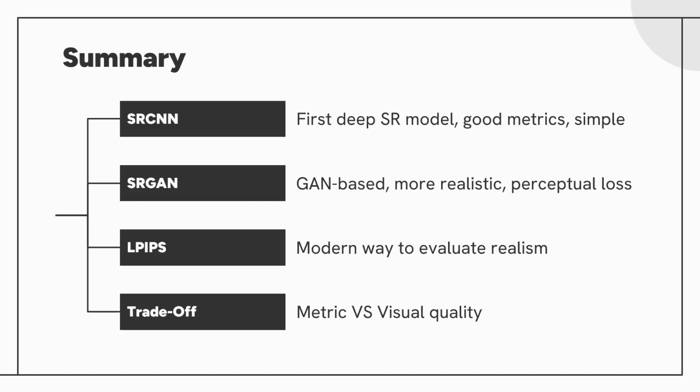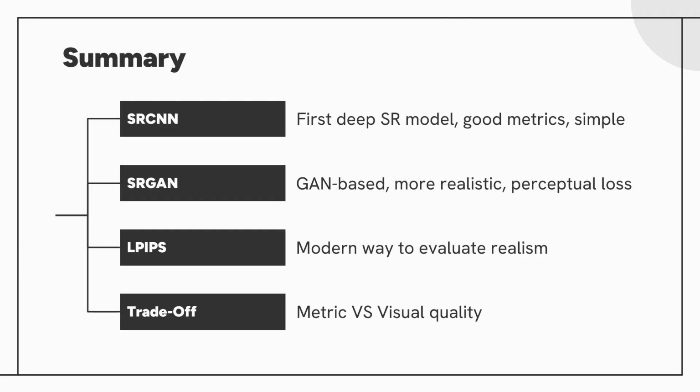In summary, we've traced the evolution of super resolution from SRCNN's pioneering CNN approach to SRGAN's perceptual optimization strategy. SRCNN established the foundation for deep learning-based super resolution with its simple yet effective architecture. SRGAN advanced the field by introducing adversarial training and perceptual loss functions, achieving more realistic results despite potentially lower traditional metric scores. LPIPS represents the modern approach to perceptual evaluation, providing metrics that better align with human visual perception.